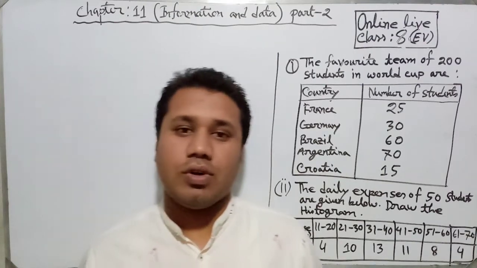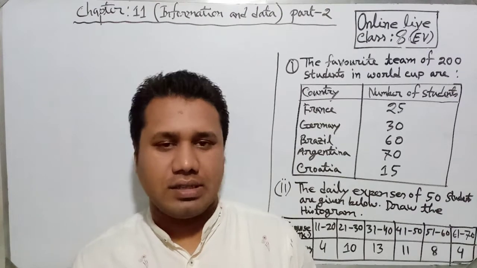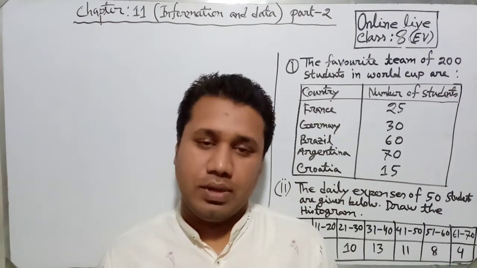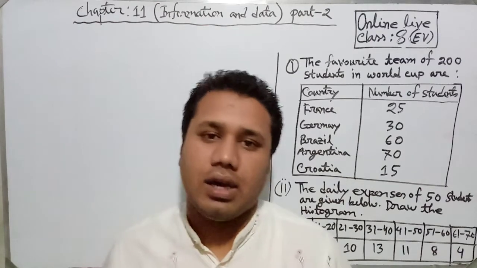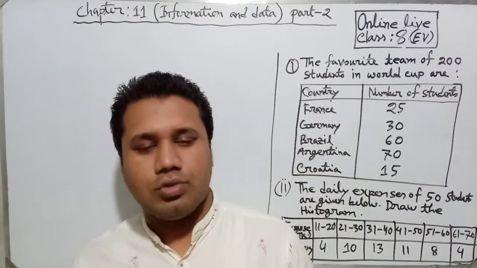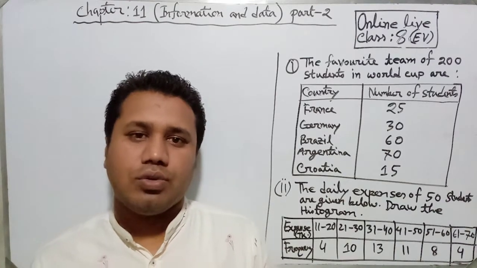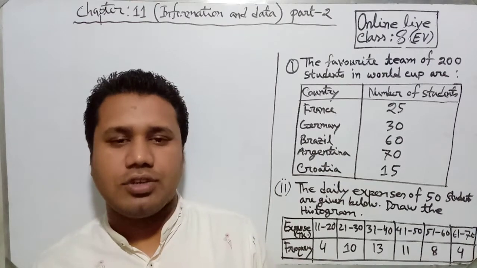Dear students, today also again we will discuss chapter 11, information and data. So we can see it will be our part 2. Dear students, in the previous class we discussed mean, median and mode. Today we will discuss two important things, pie chart and histogram.